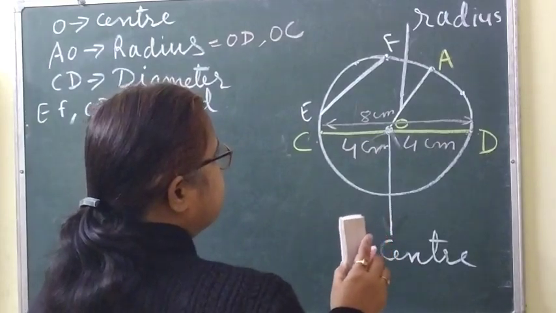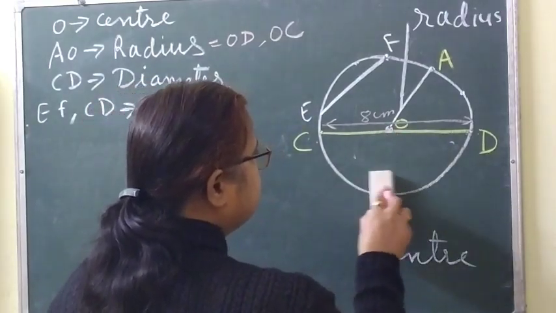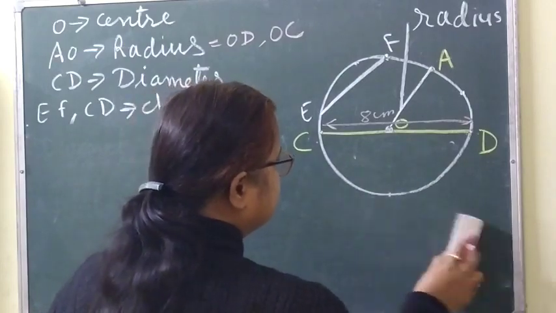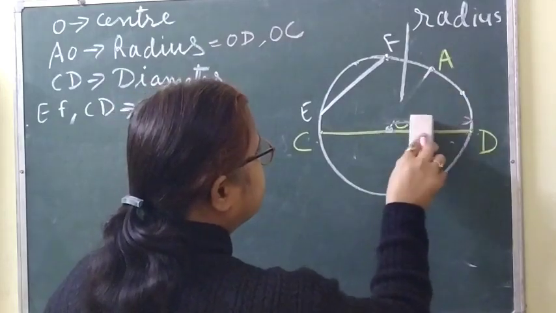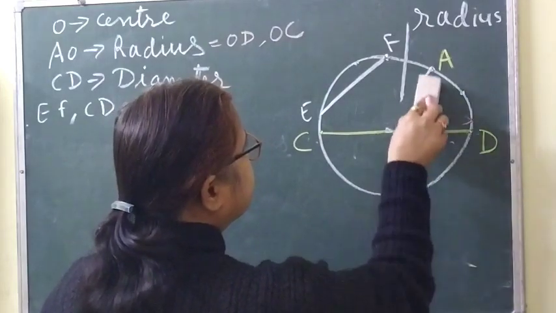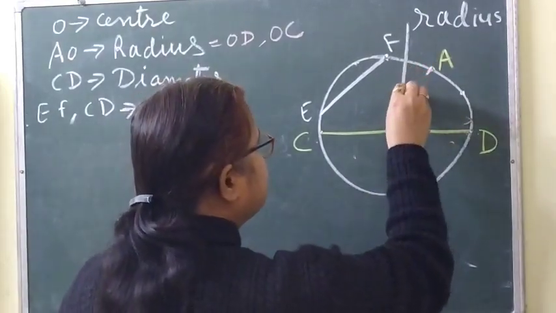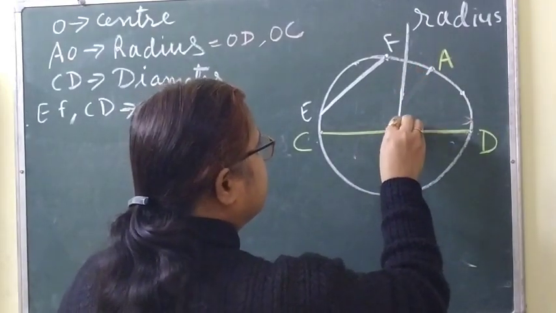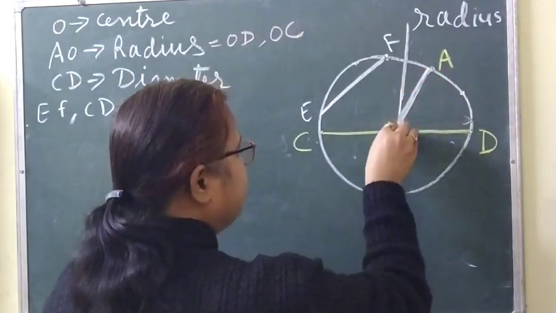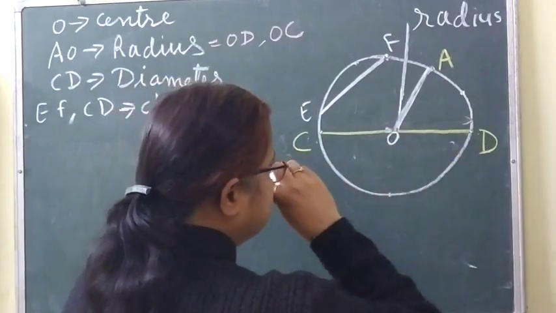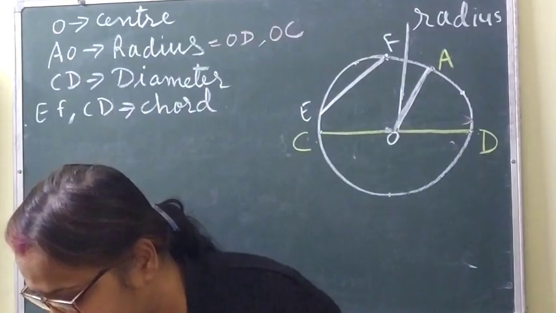Next point I am going to discuss. This line here is AO. AO is the radius and this CD is the diameter. So radius here, diameter here, circumference here.